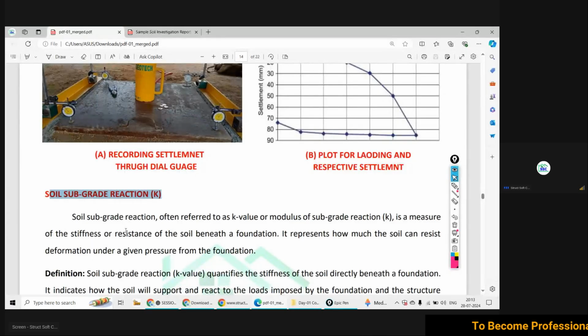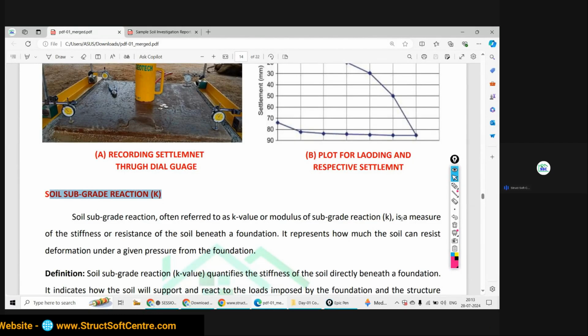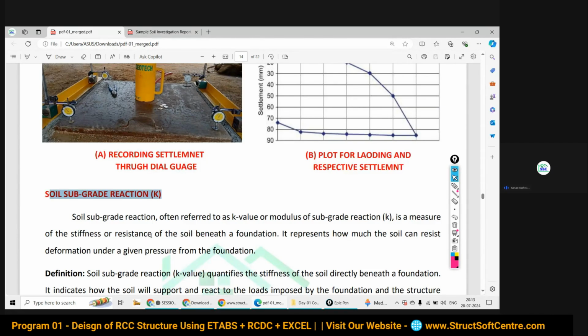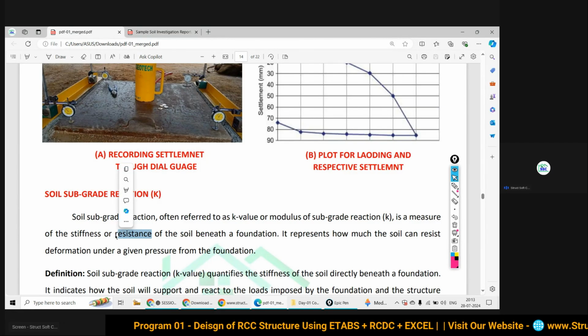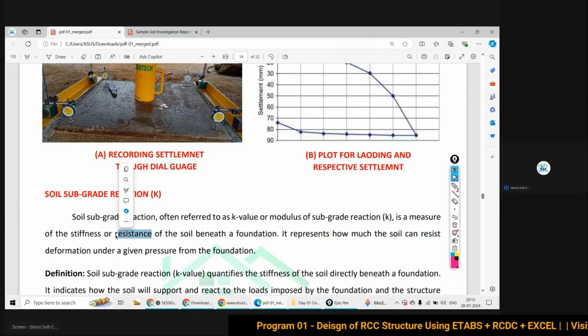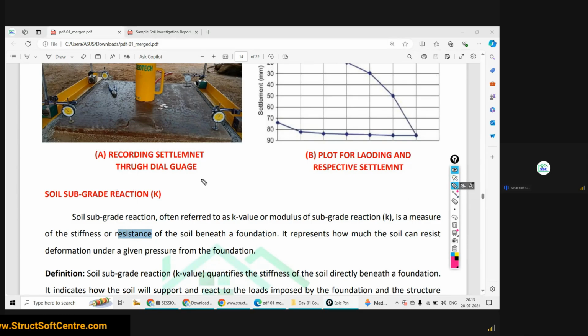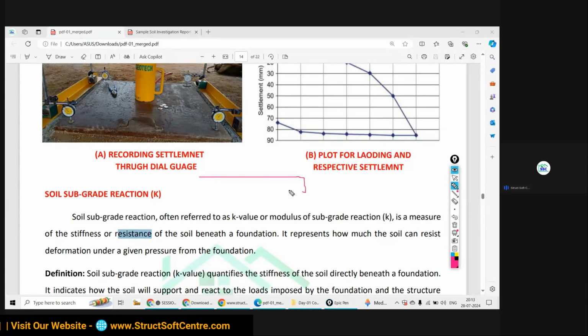And the soil subgrade modulus is the same thing. Soil subgrade reaction, or soil subgrade modulus, often referred to as K, the modulus of subgrade reaction, is a measure of stiffness. As I told you, what is stiffness? It is the resistance to the application of loading. What is the capacity of the soil to resist the load without undergoing any settlement? Soil is going to be subjected to a vertically downward load.